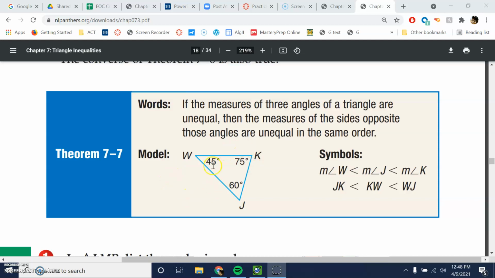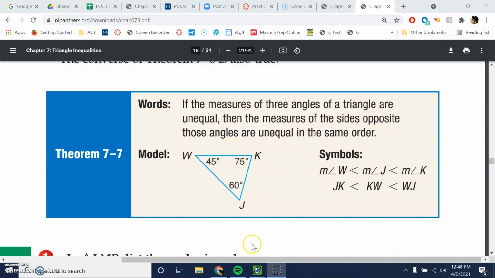First things first, let's look at a triangle. If the measures of the three angles of a triangle are unequal, write this down please, that means we have three different angles like we have here. They're not the same, right? 45, 75, 60, they are unequal. Then the measures of the sides opposite those angles are unequal in the same order.